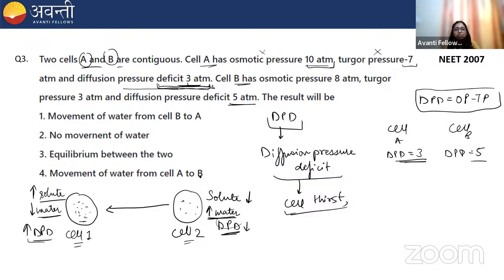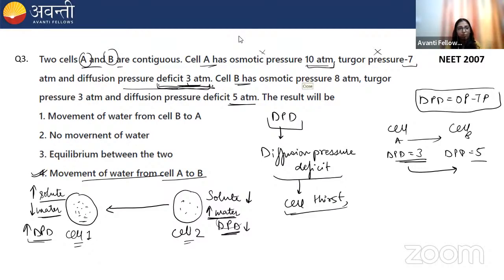So water will always move from low DPD to high DPD. Water will move from cell A to cell B. So option 4 is the correct answer: movement of water from cell A to cell B. Okay. This is how you can save your time during the exam. Try to apply these tricks.